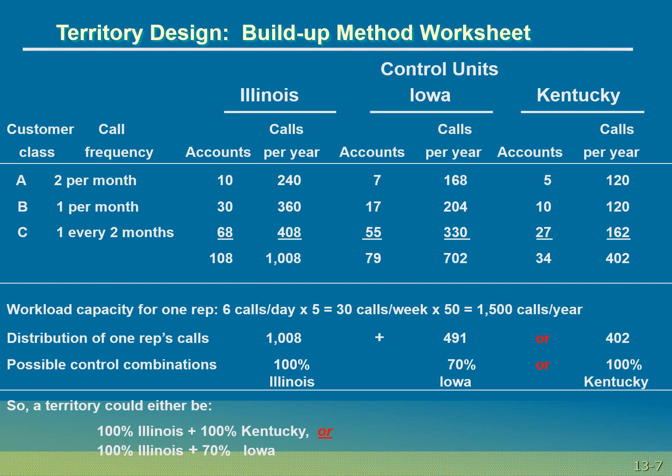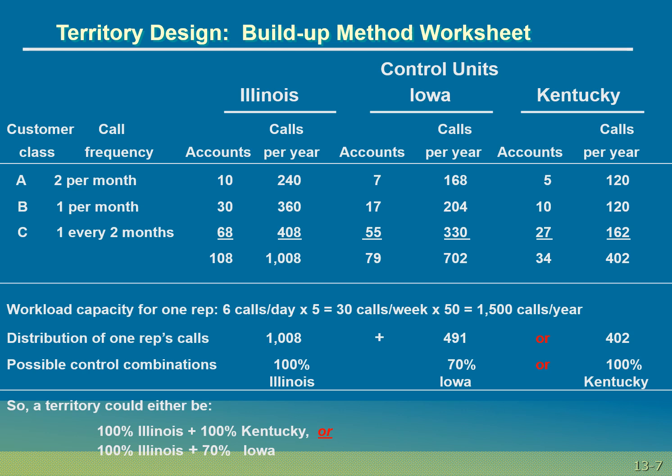Type B, you only need to pay one visit per month, once a month, 12 times a year. That's it. Type C customers, you visit them even less frequently, once every two months. So you need to pay a visit to this type of customer only six times a year. And then in the state of Illinois, how many accounts do you have for type A? 10.